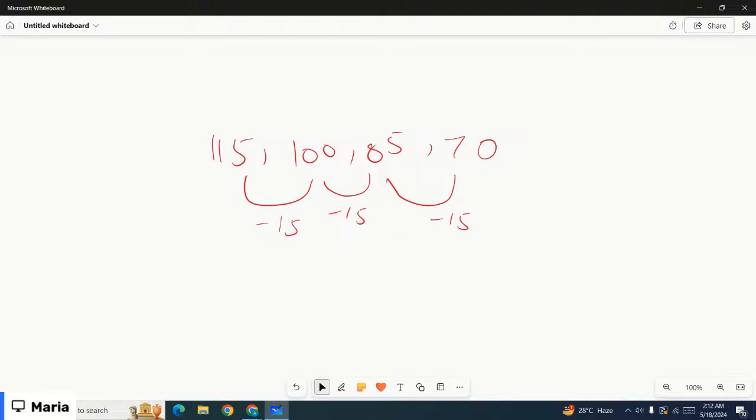So they have the same common difference. That means yes, that is an arithmetic sequence. The correct option is arithmetic, so the correct option is arithmetic sequence.